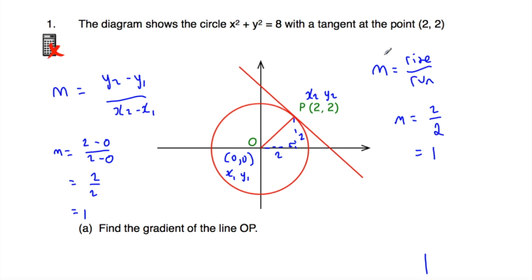So you could use either approach. I tend to use rise divided by run, it's just the approach I typically use, but if you wanted to use this formula, you're more than welcome to, as long as you get it right. For the rest of this video, I'm going to use rise divided by run, but I just wanted to mention that as well.